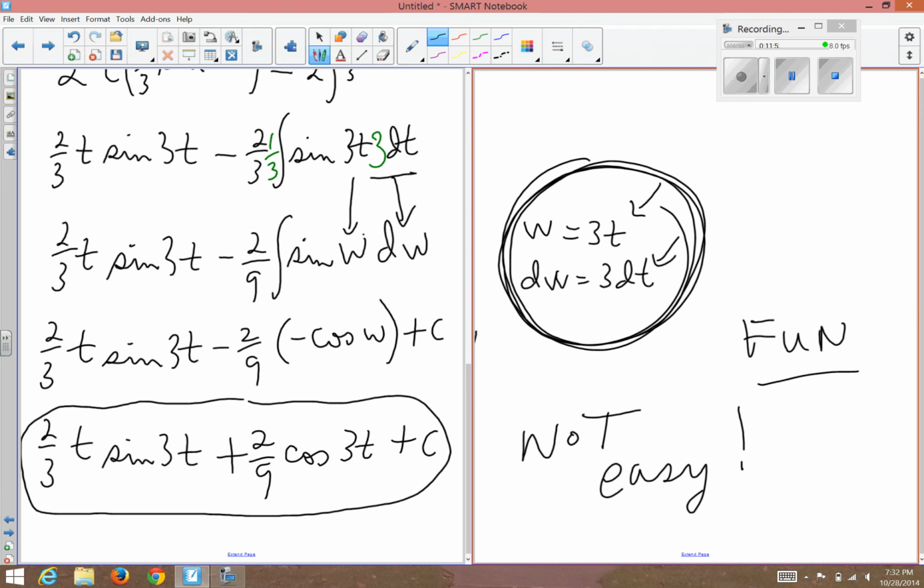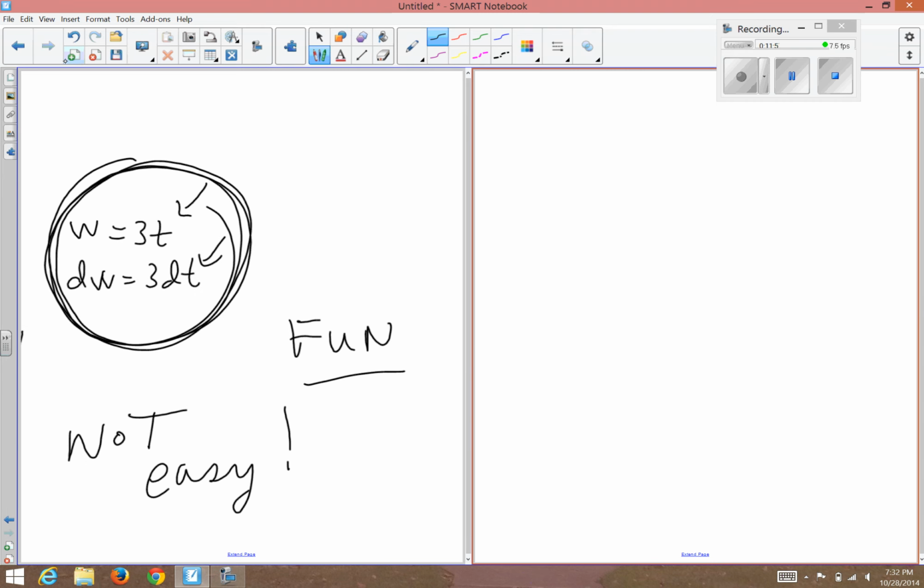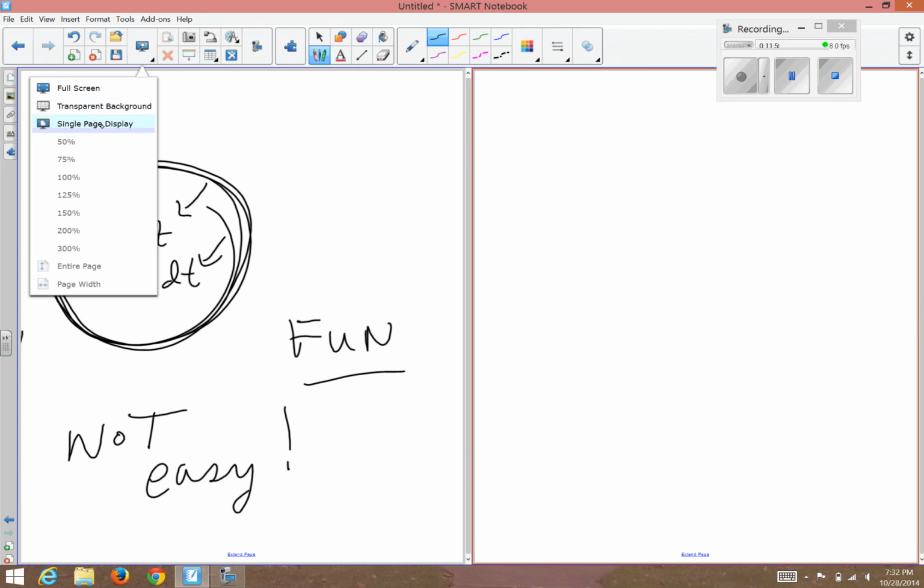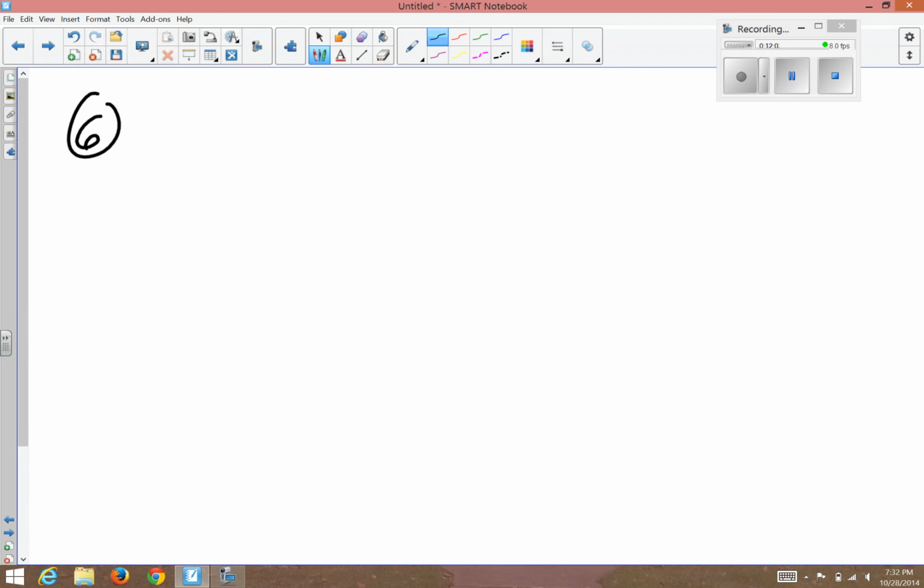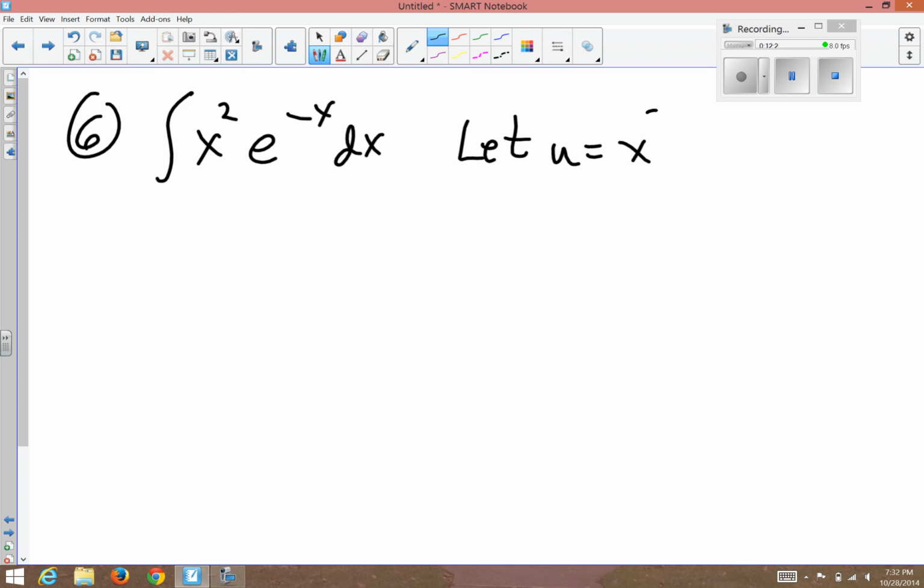All right, let's try number 6. It's 350. Integral of x squared e to the negative x dx. So once again, integration by substitution will not work with this. Integration by parts: let u equal a part of this, dv equals everything else, e to the negative x dx.